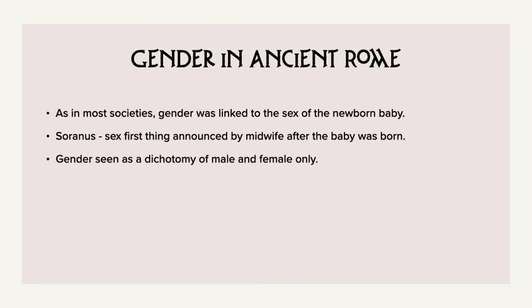In Roman eyes, gender was a dichotomy. There's two different options, male or female only. So they had very strong ideas about gender, and these would be put upon a child at birth. Right from the beginning, it would be treated differently depending on whether it was a boy or a girl. And we'll talk a little bit more about that in further weeks.